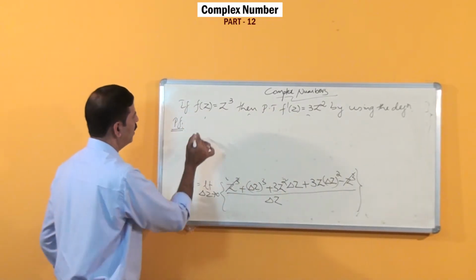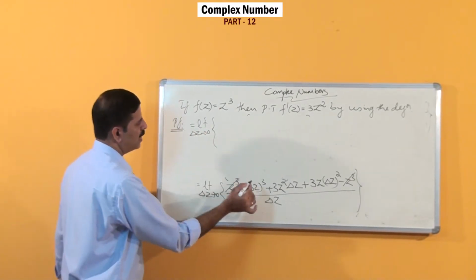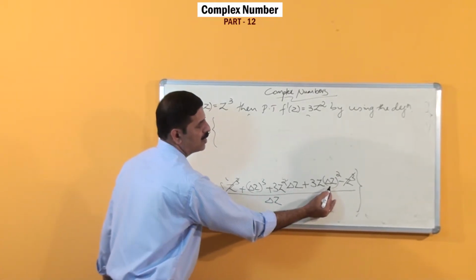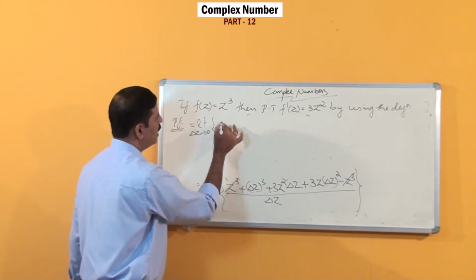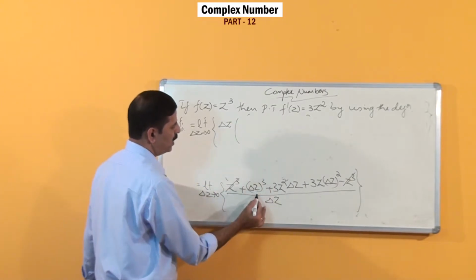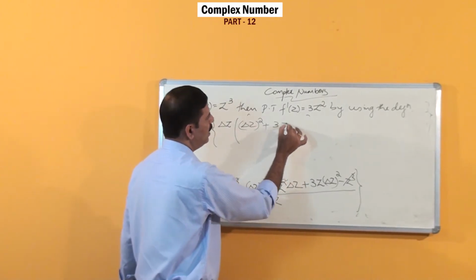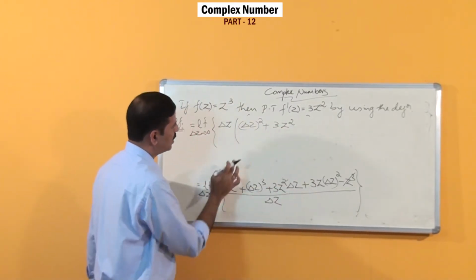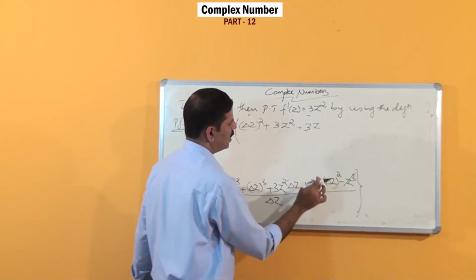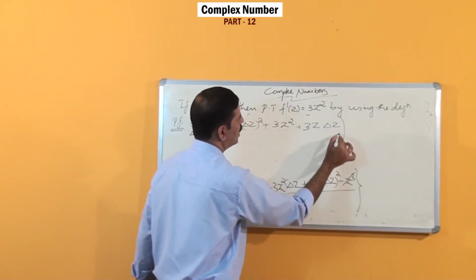Now that is equal to the limit as delta z tends to 0. You observe that delta z is common in the remaining terms. That common factor I am taking outside: remaining is delta z square plus 3z square plus 3z delta z, divided by delta z.